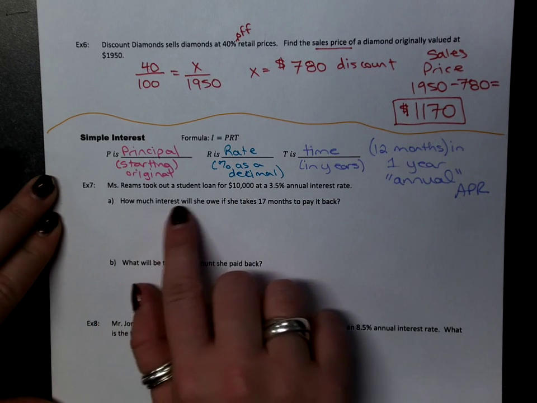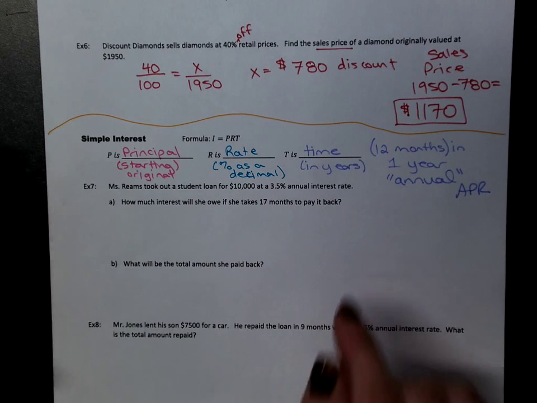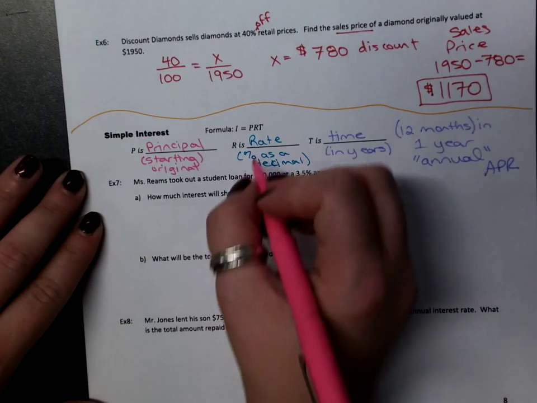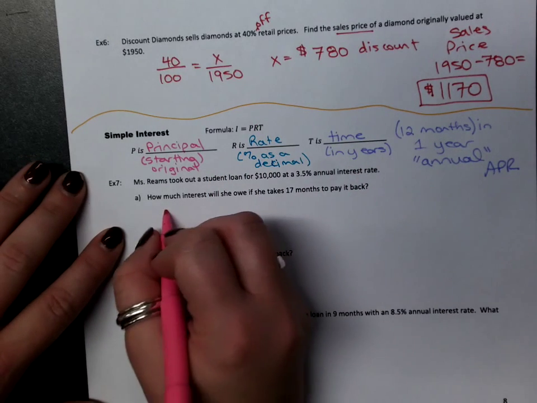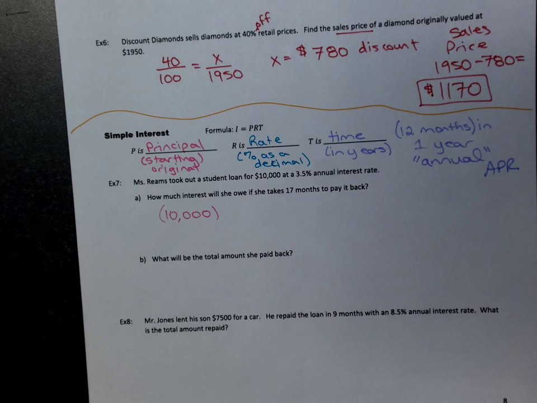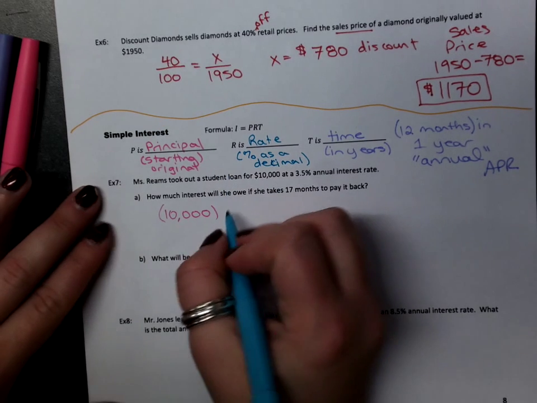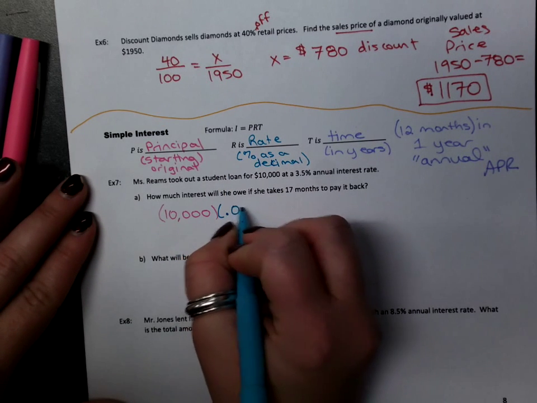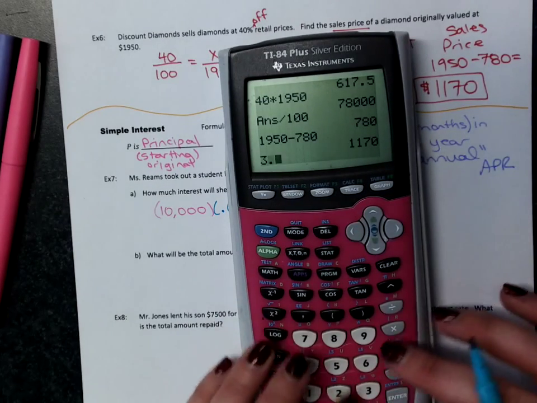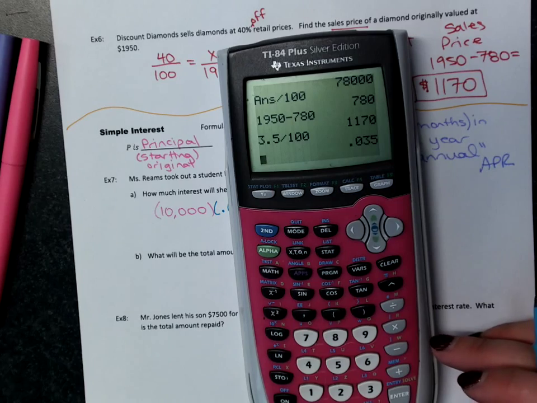How much interest will she owe if she takes 17 months to pay it back? So this is a little tricky. The principal, it's I equals PRT. So the principal is $10,000. That's how much she borrowed. The rate is 3.5%, but we have to write that as a decimal, 0.035. So you have to take your 3.5% and divide by 100 to get your rate as a decimal.